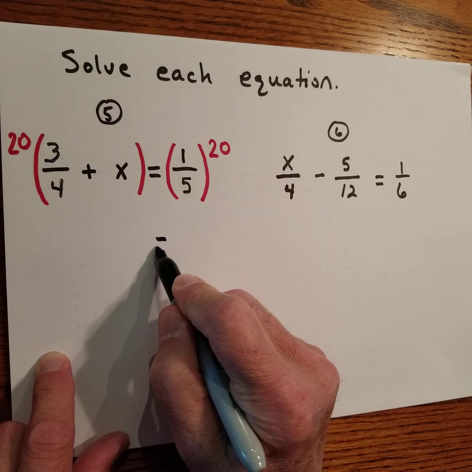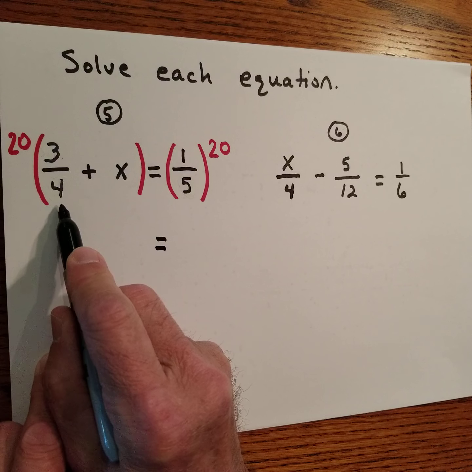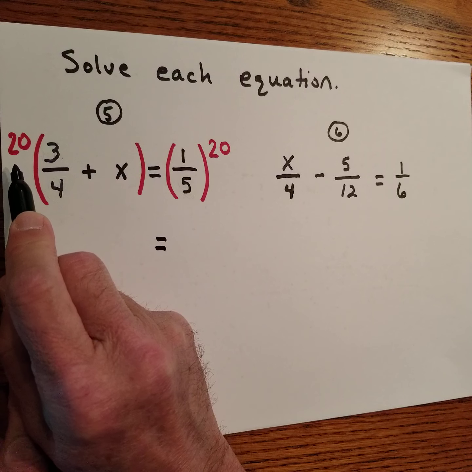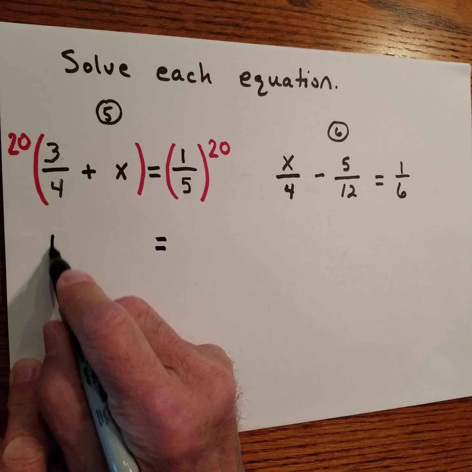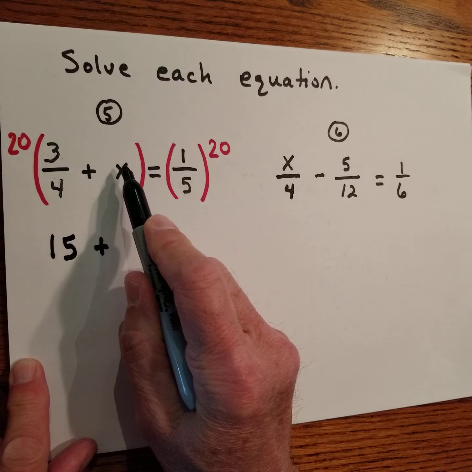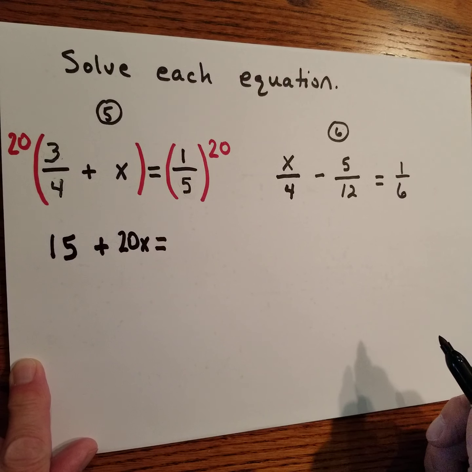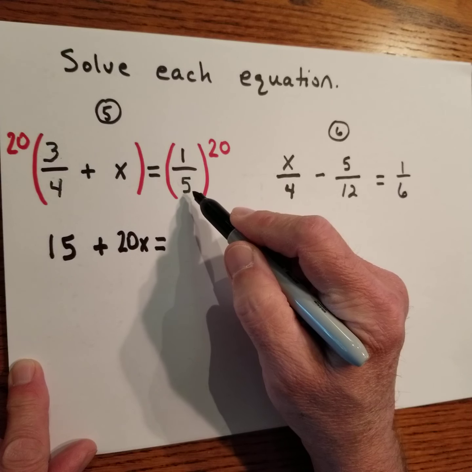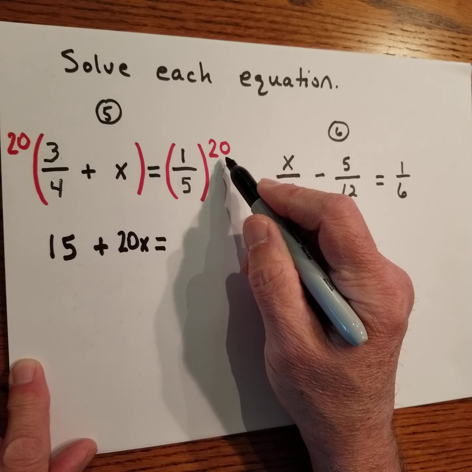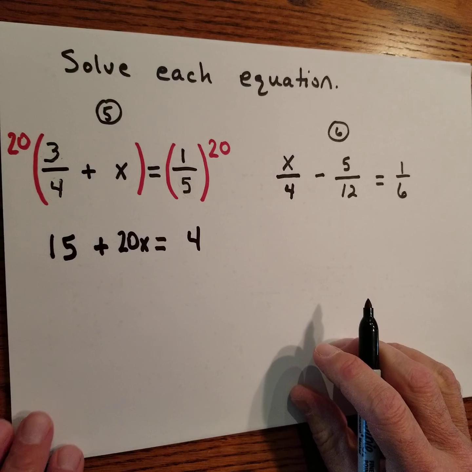Here's what happens. When I multiply here, how many times does 4 go into 20? 5. 5 times 3 is 15. When I multiply here, it's just 20 times x. On this side of the equal sign, how many times does 5 go into 20? It's 4. And 4 times 1 is 4.